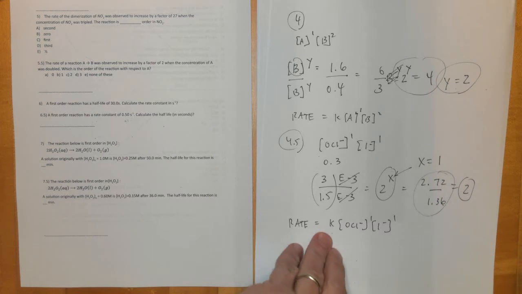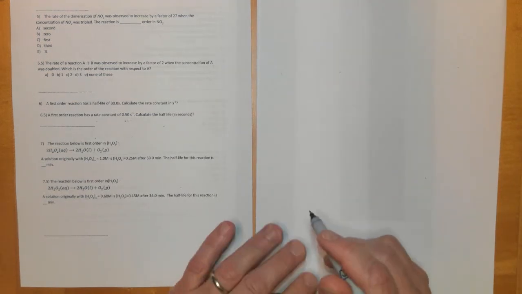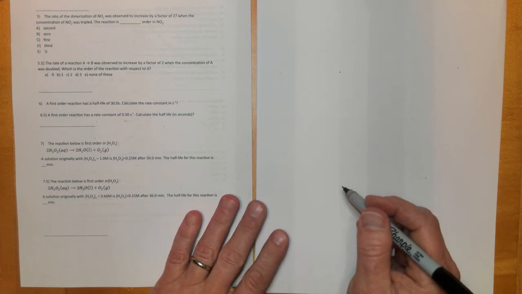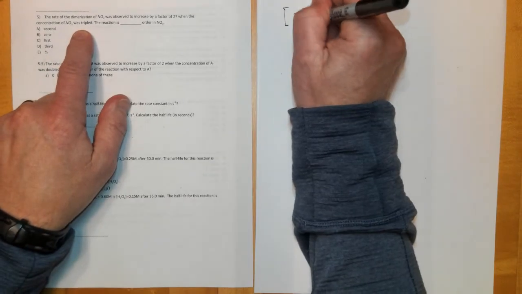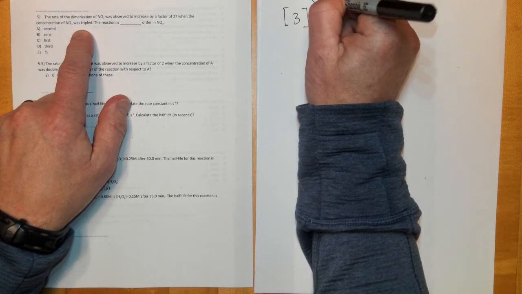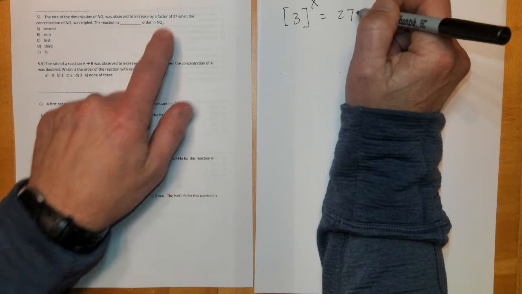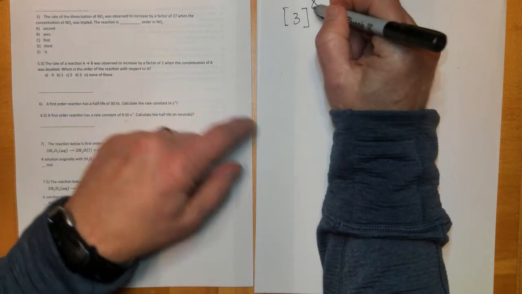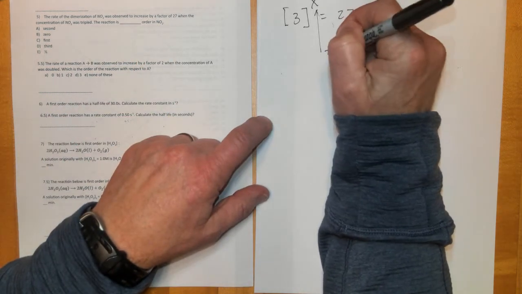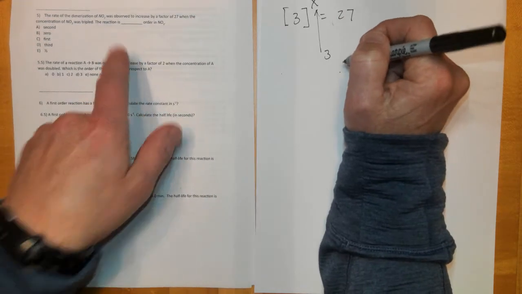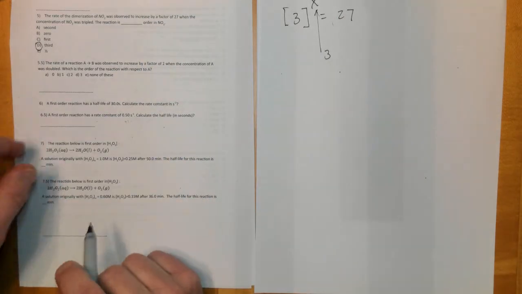Number 5. The rate of the dimerization of NO2 is observed to increase by a factor of 27 when the concentration of NO2 is tripled. So if it's tripled, that would be to some power, we'll call it x, and it equals 27 when it increased by a factor of 27. So that means it's got to be to the third power. And so it's third order, which is D.